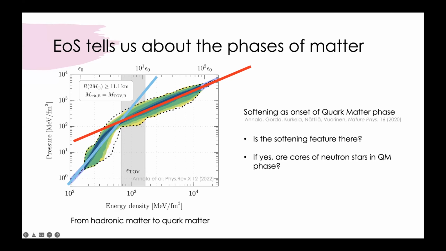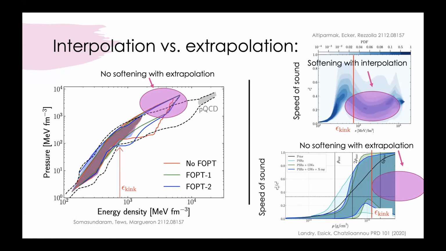It's very interesting to see that there have been two ways to do these model independent studies, and most of the studies are done such that you just extrapolate from the CET, the chiral effective theory, from the low densities upwards, and you don't include the pQCD constraint into the calculation. Another option is to interpolate between the CET and the QCD, as I showed in the previous slide.